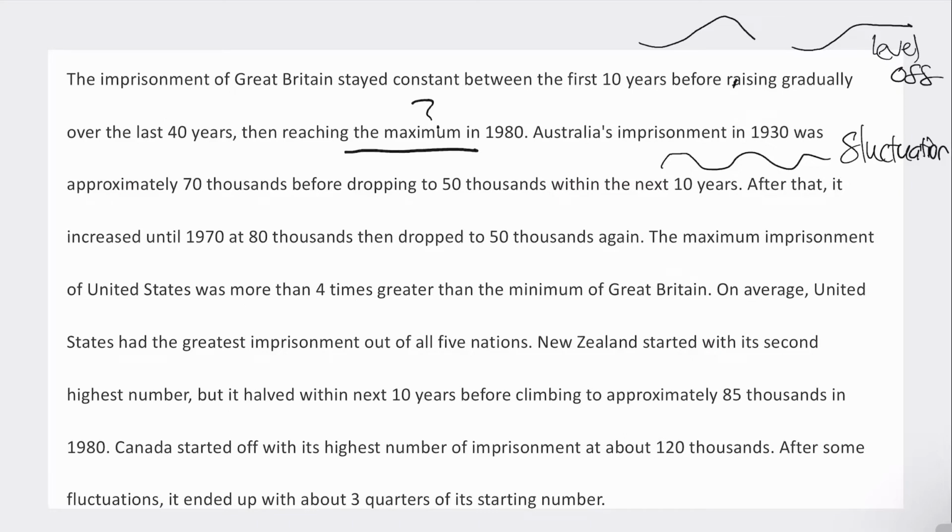The maximum imprisonment of the United States was more than 4 times greater than the minimum of Great Britain. I like this as a nice comparison here. On average, the United States had the greatest imprisonment out of all 5 nations. Another good comparison there. New Zealand started with its second highest number, but it halved within the next 10 years.